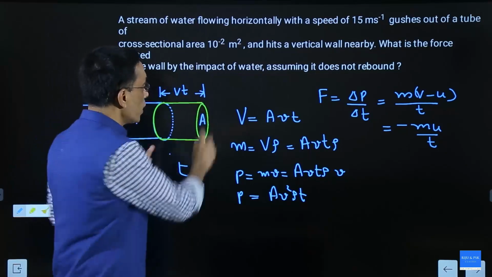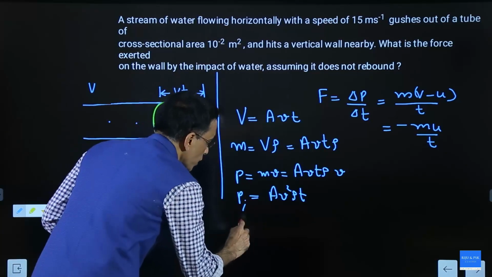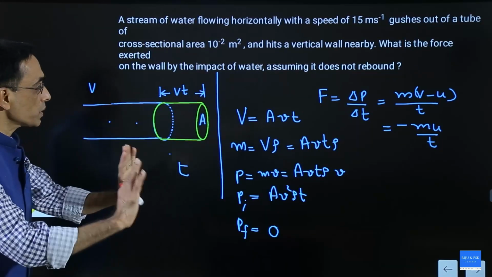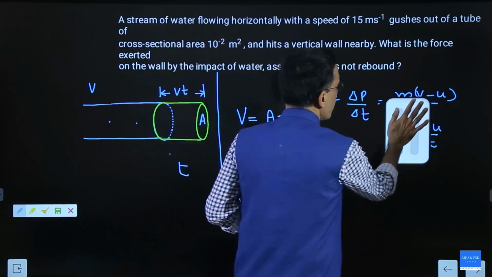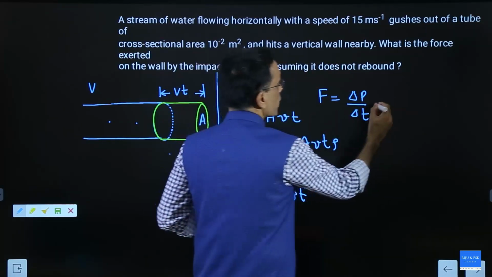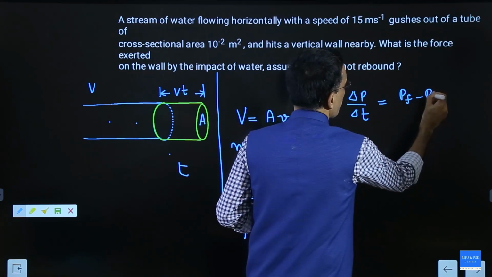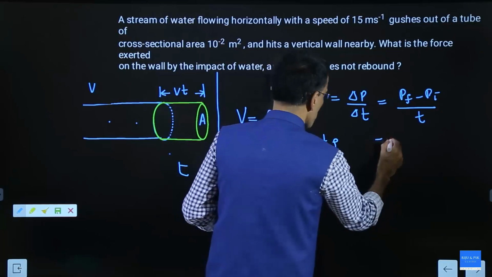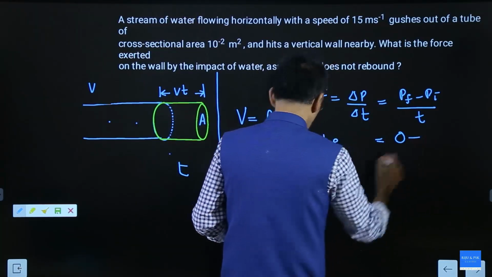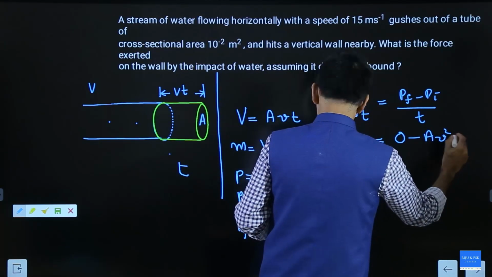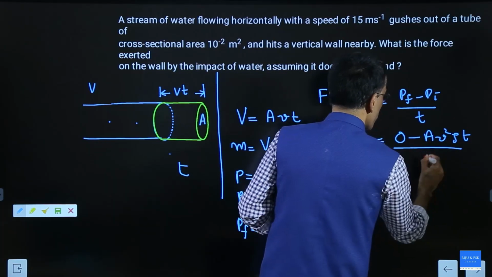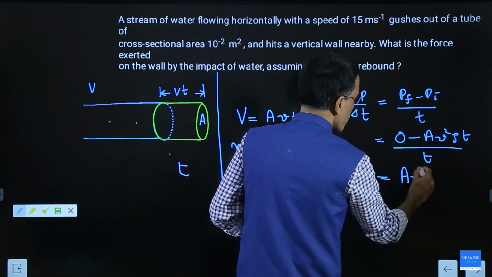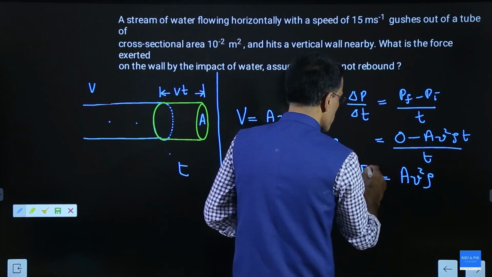Fine. But once it hits the wall, what about the initial momentum? Once it hits the wall, what is the momentum? That momentum will become 0. It stops, its momentum will become 0. Right. Now, how do we calculate force acting? Force is delta P by delta t, which is nothing but P final minus P initial by the time taken. You can substitute P final equal to 0 minus P initial, which is A v square rho t, divided by t, and you can see that this t will cancel. You will get A v square rho. This is the force with a negative sign.